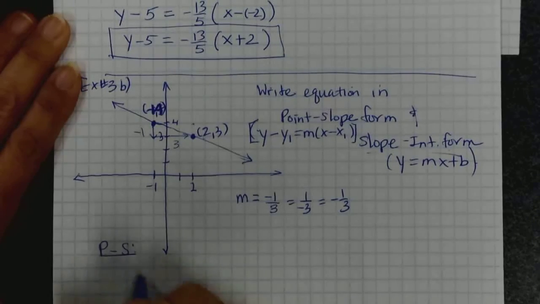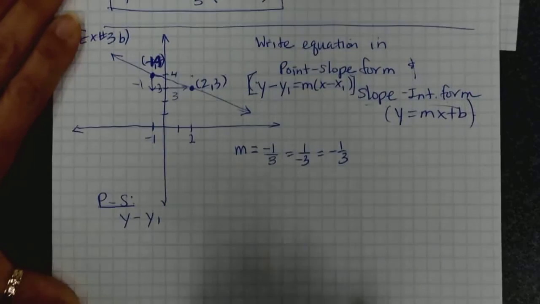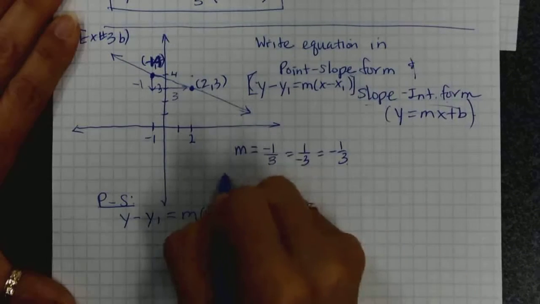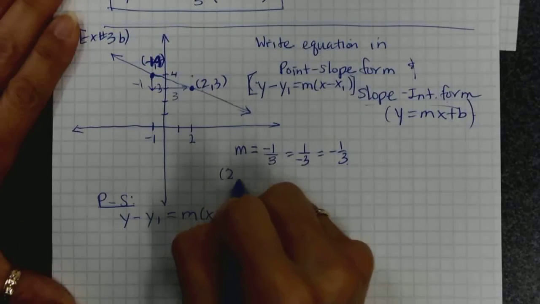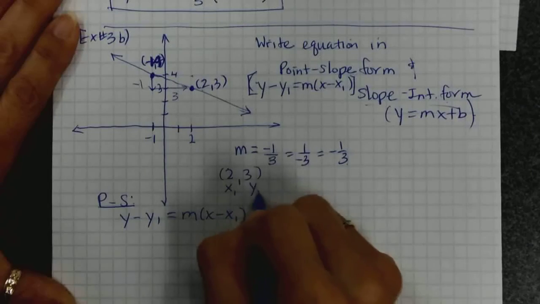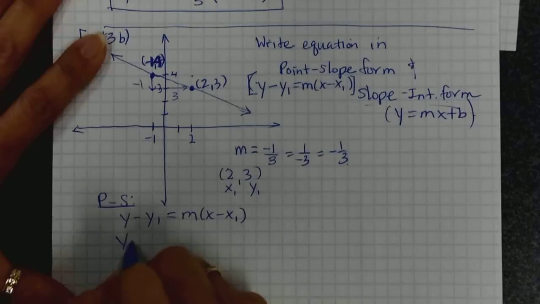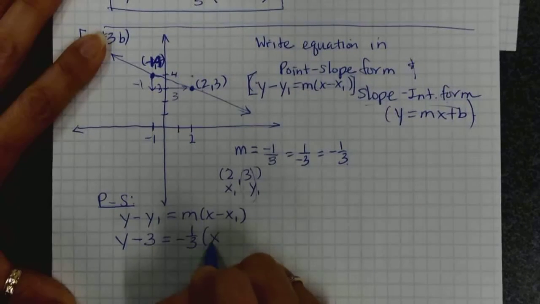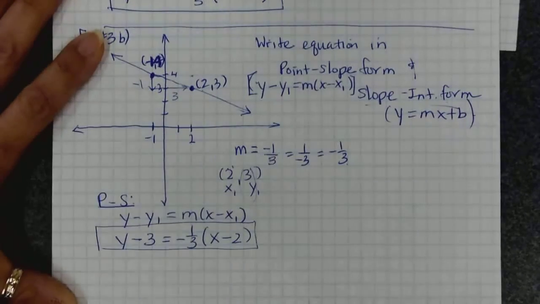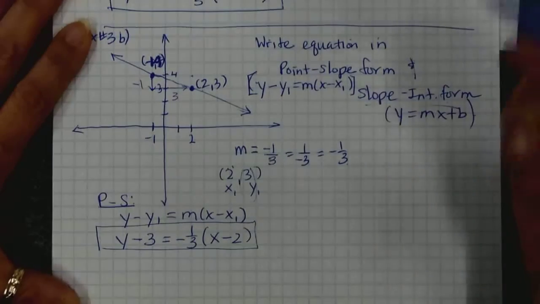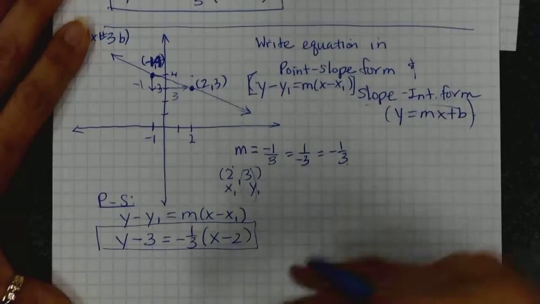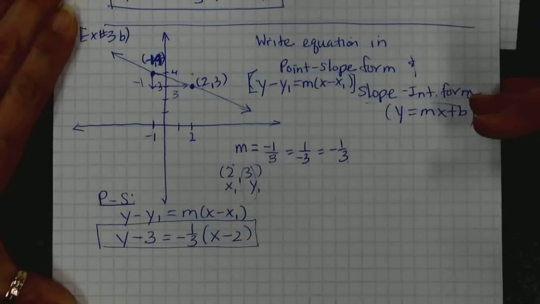So in point-slope form, I have y minus y1 equals m(x minus x1). The slope is this. I'm going to use the point 2, 3, and it will be x1, y1 if I label them, and I'm going to plug them in. y minus y1, which is 3, equals the slope, negative 1 over 3, times x minus x1, which is 2. And this is in point-slope form. And you could do the same thing with -1, 4, which will give you another equation, but it's the same line.